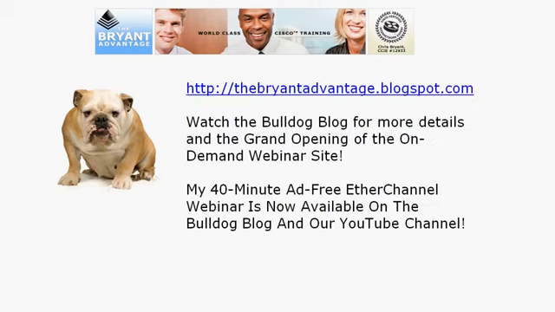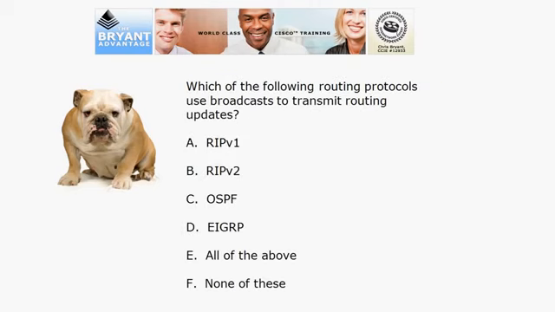Let's go back to the questions then, and let's hit question number 1. The only routing protocol on this list that uses a broadcast is RIP version 1. RIP version 2, OSPF, and EIGRP all use multicasts to transmit their routing updates.